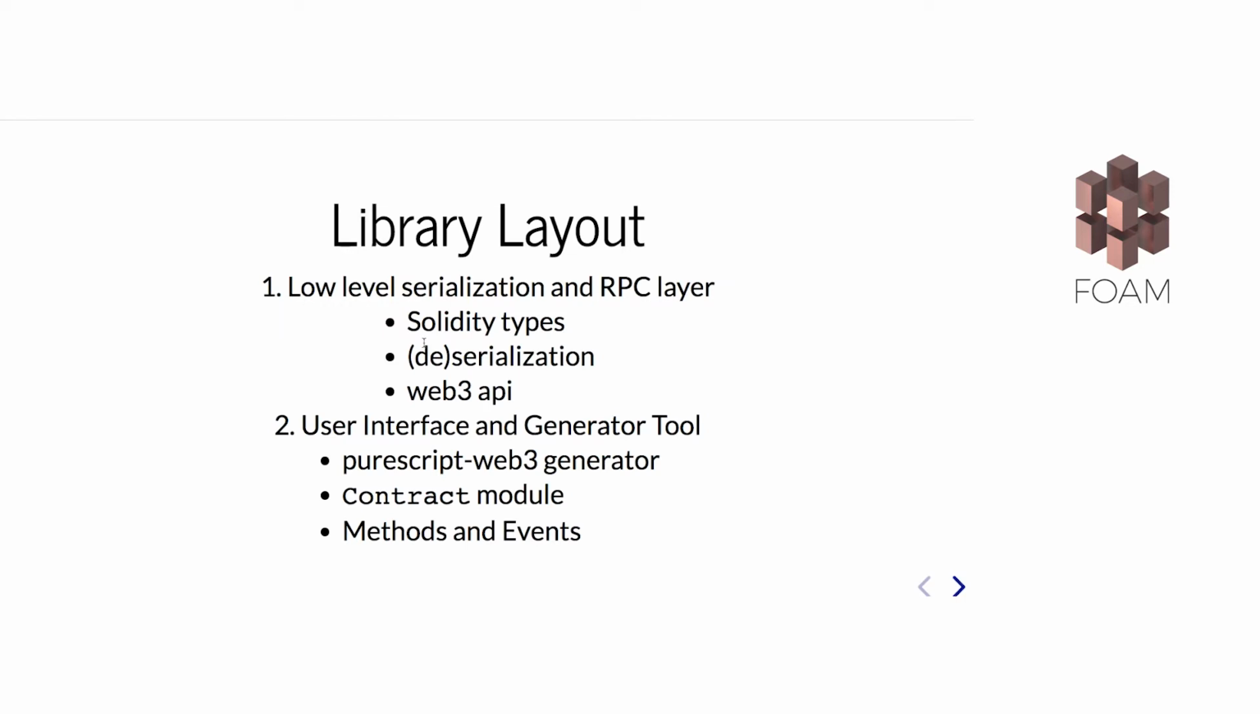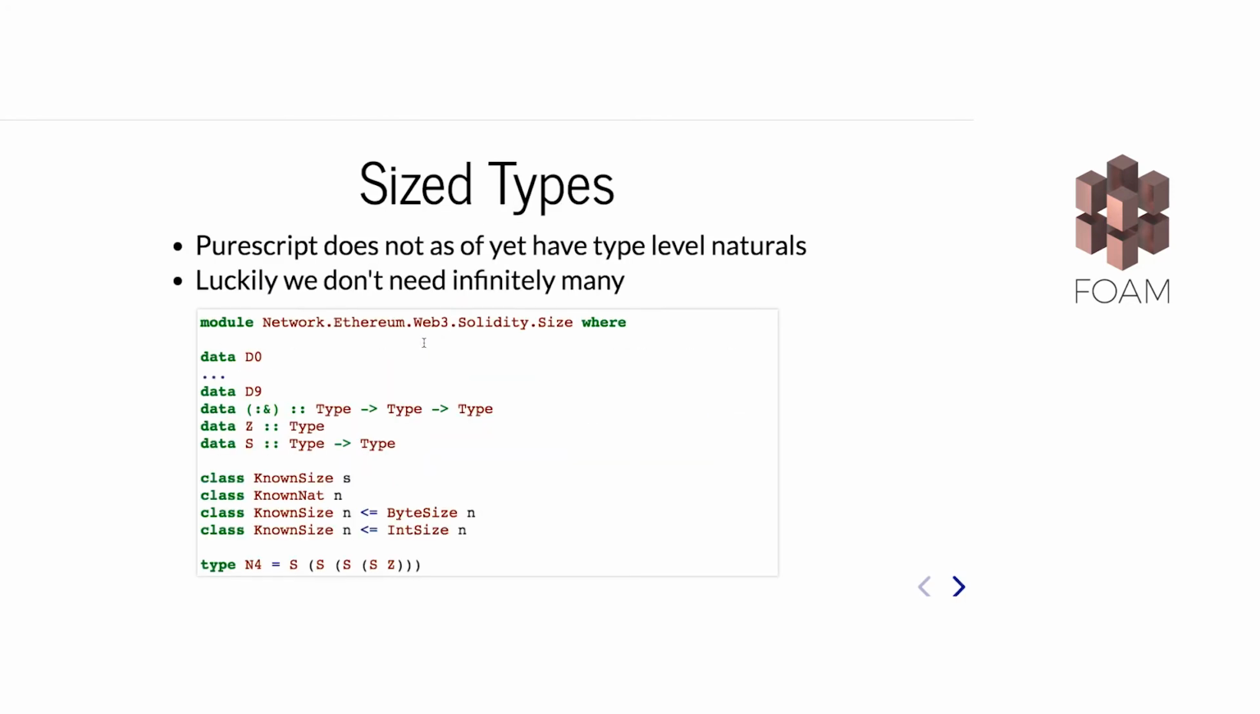All right. Solidity types. We did a couple of things here to make up for some lacking features in the Purescript type system. Sizing is really important in Ethereum. Most primitive types have sizes, like ints and byte strings and arrays. So it was important, without a really bloated code base, to implement some sort of type level numbers in Purescript, even if they're not native.